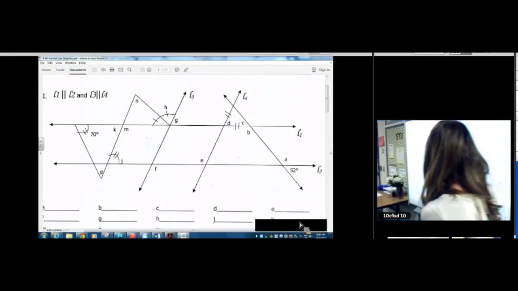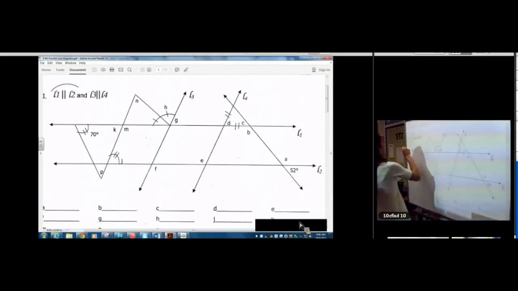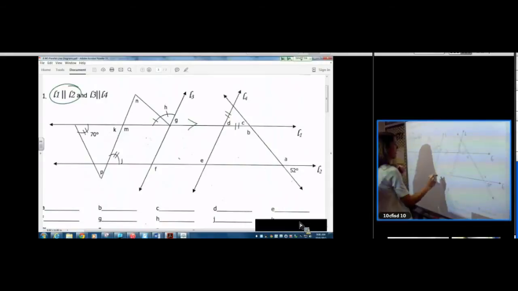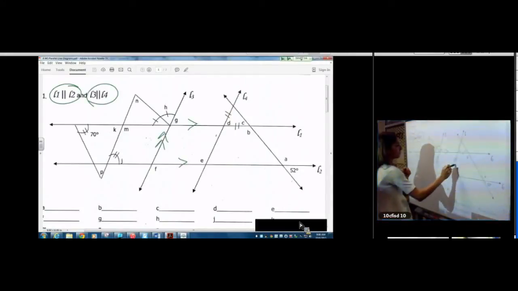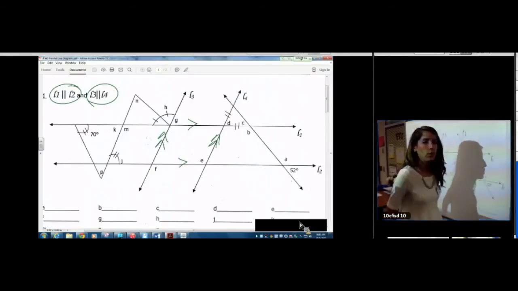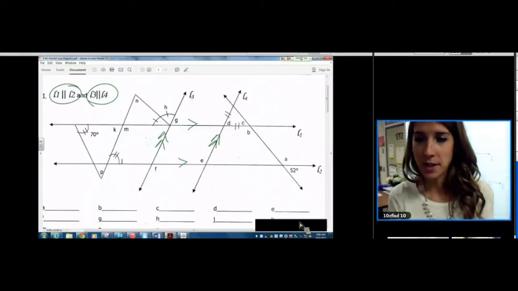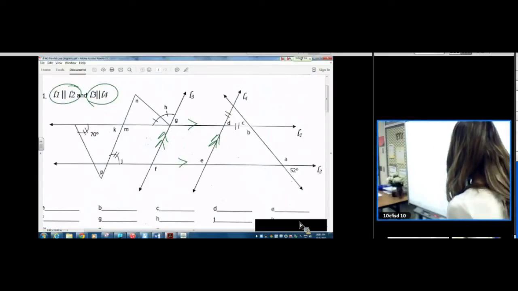I'm going to go ahead and mark those lines parallel. These lines are parallel, arrow, arrow. And 3 and 4 are parallel, double arrow, double arrow. So go ahead and just find a number somewhere on your diagram and start with that number. Like I could come over here and I could start with 52 if I wanted to.